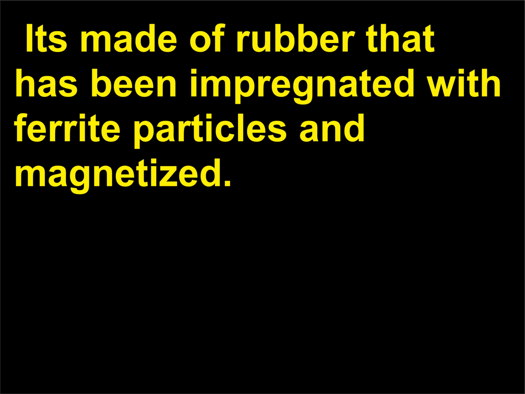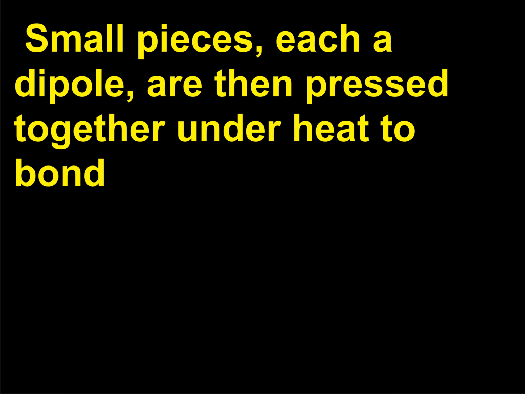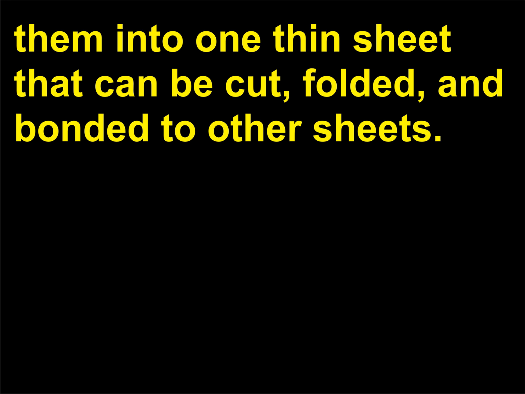It's made of rubber that has been impregnated with ferrite particles and magnetized. Small pieces, each a dipole, are then pressed together under heat to bond them into one thin sheet that can be cut, folded, and bonded to other sheets.